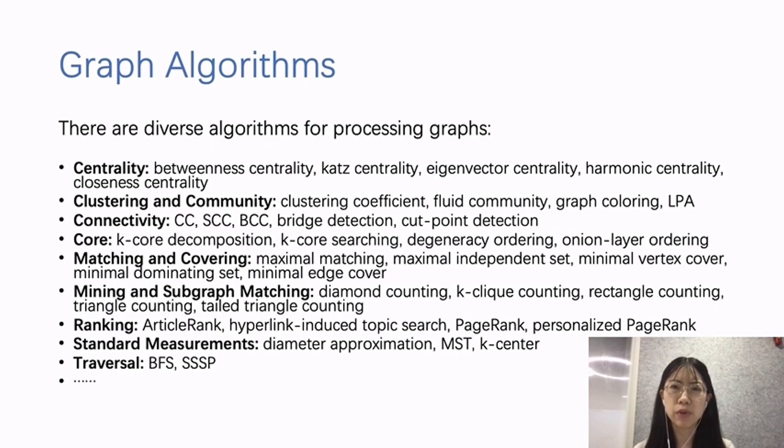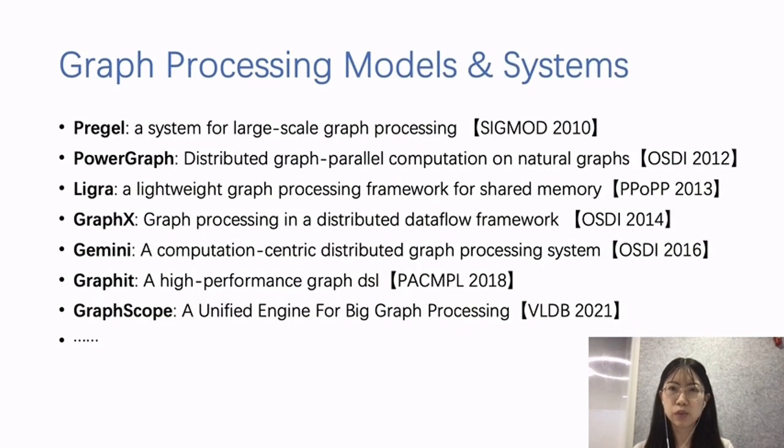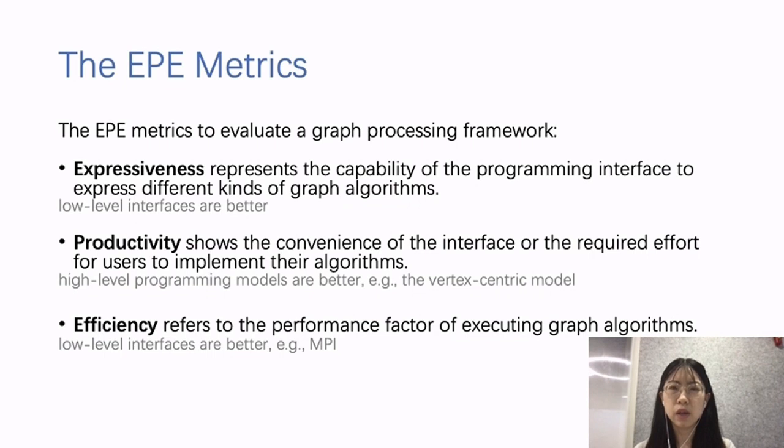Over the years, various algorithms for graph processing such as clustering, centrality, traversal, matching, mining, and many more have been developed. As graph processing becomes increasingly important, many single machine and distributed graph processing models, frameworks, and DSLs have emerged. To comprehensively evaluate a graph processing framework, we consider three critical metrics: expressiveness, productivity, and efficiency.